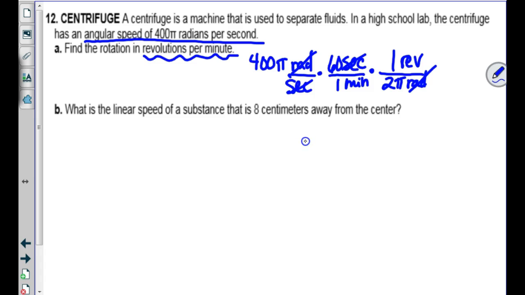This is another one of those questions where you would need parentheses to keep the 2 and the pi together. But can we just do part of it in our head? How many times does 2 pi divide into 400 pi? And then we had this 60 in here. So 200 times 60 is 12,000, right? Did I do that right? And that's RPMs, revolutions per minute.